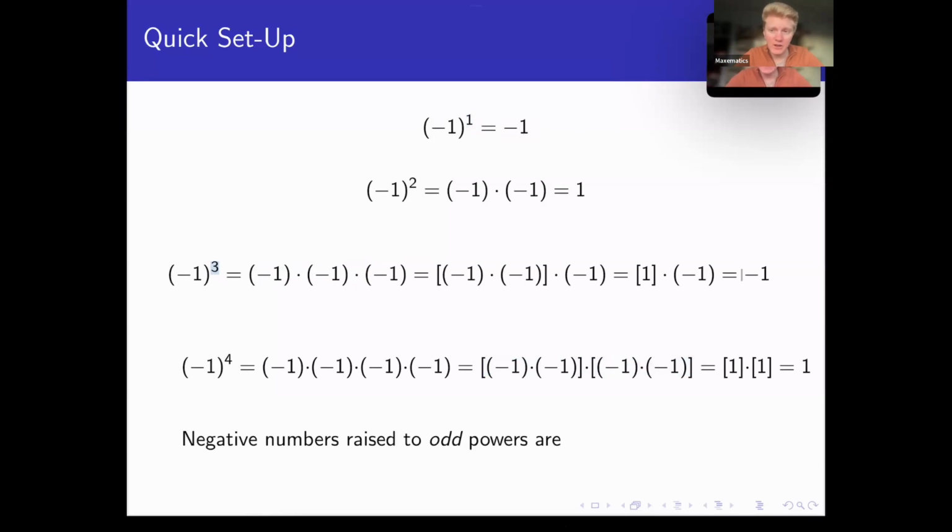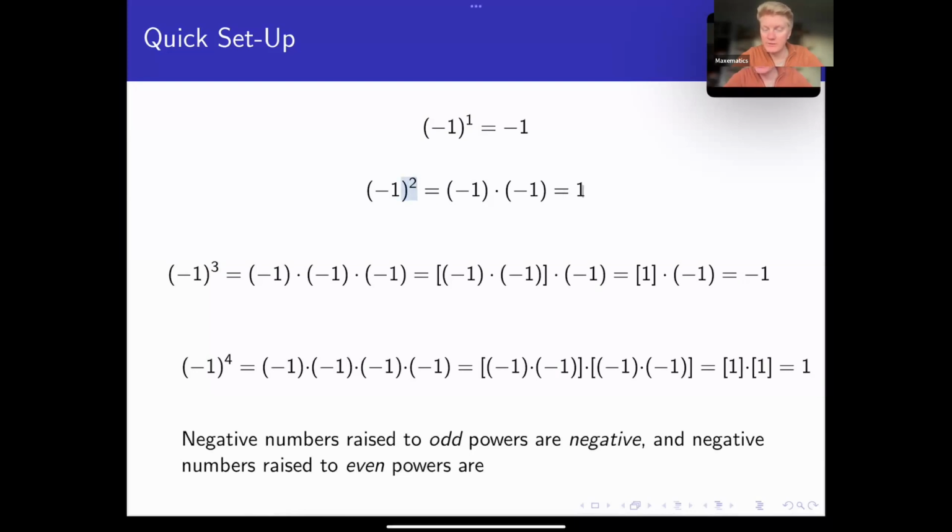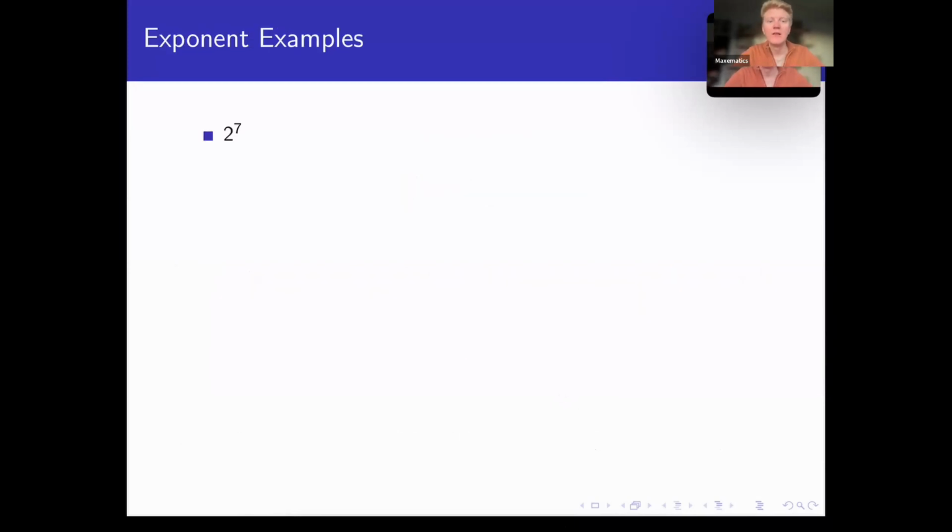So negative numbers raised to odd powers are negative, but negative numbers raised to even powers, right? Negative 1 squared gave us positive 1. Negative 1 to the 4th gave us positive 1. So negative numbers raised to odd powers are negative. Negative numbers raised to even powers are positive. Okay, very important. So let's do a whole bunch of examples.